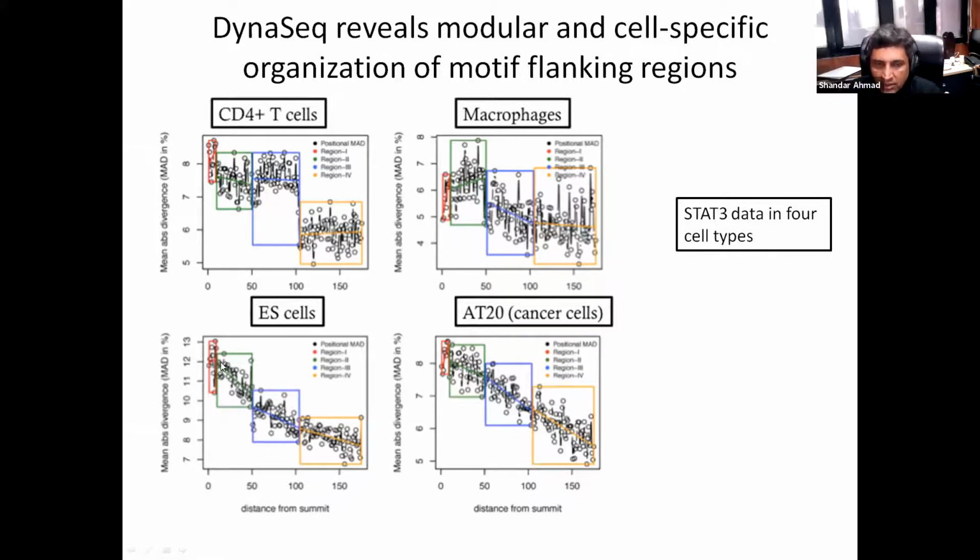macrophages. In ES cells, the regions surrounding the motif are roughly continuous, and the same is true for cancer cells. We already know that ES cells and cancer cells should behave more similarly to each other, and the two immune-associated cell types should behave more similarly to each other. That is also what emerged from the analysis of the DNA shape of these sequences.